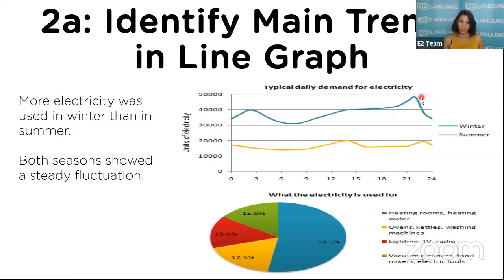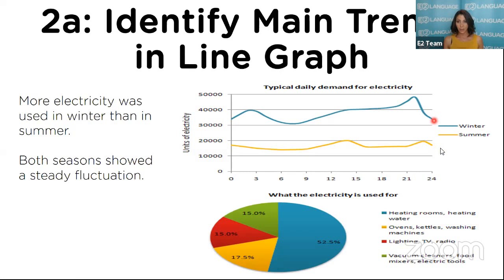The second trend we can say is that both seasons showed a steady fluctuation. A fluctuation means a rise, a fall, a rise, a fall, a rise, a fall, which is what happened in winter. And also in summer, a fall, a rise, a fall, a rise, and a fall. So this is what we call a fluctuation. But these are not severe fluctuations. They're not going up and down suddenly. They're quite steady.